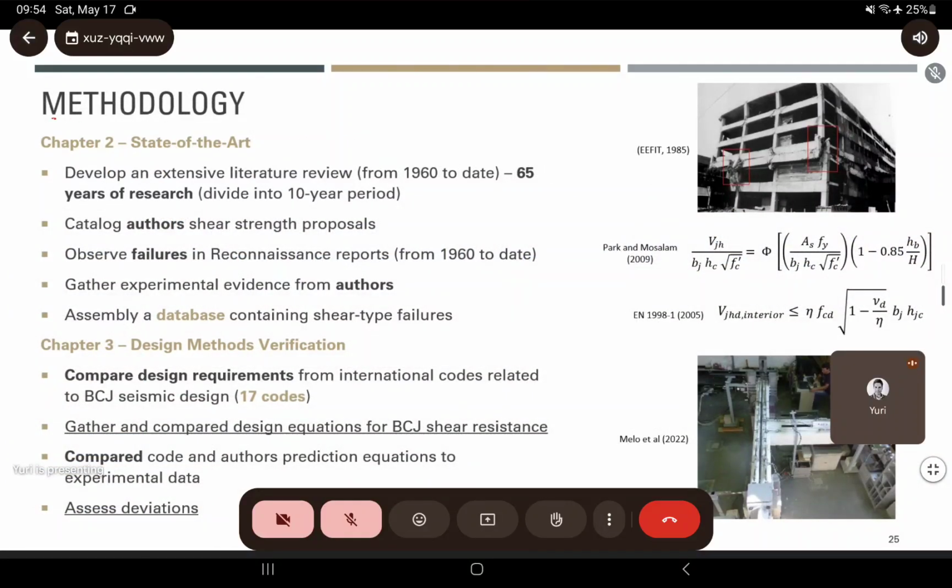So the methodology is divided by chapter. Okay. First chapter, we are going to develop a state of the art. We have assessed 65 years of research. We have cataloged authors, and we have observed many failures in the recognized reports ever since the 60s. And what we're doing is gathering experimental evidence so we can assemble the database. Okay. Chapter 3 is design methods. We are going to compare 17 different codes. We are going to compare these codes with the experiments to see how these equations perform, and we want to assess deviations.